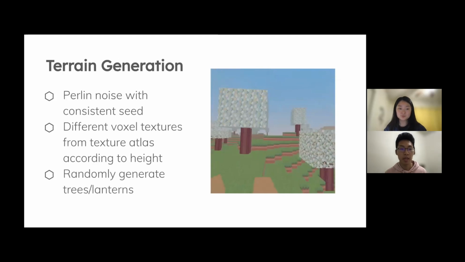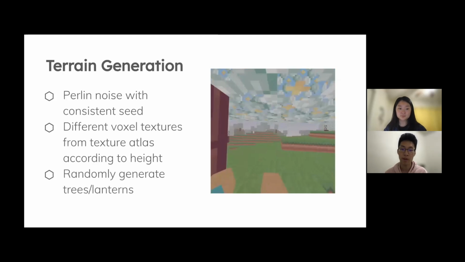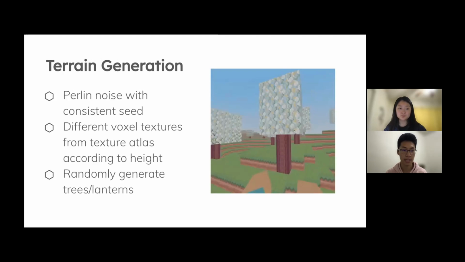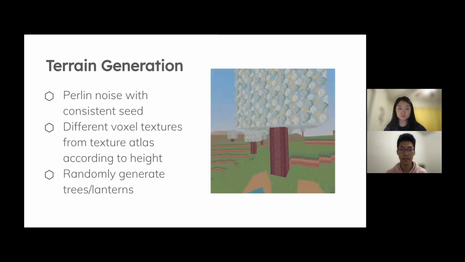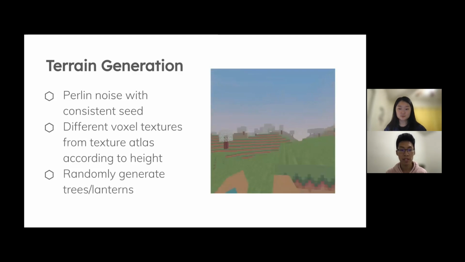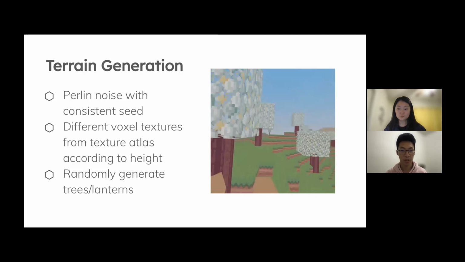And to generate our terrain, we're using Perlin noise, and we're varying the texture of the voxels using a texture atlas according to the height of the terrain. And we are also randomly generating trees and lanterns to make the world more interesting.